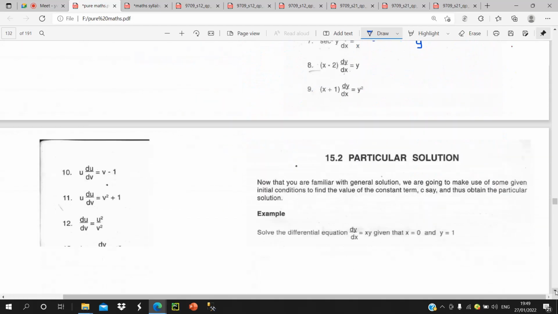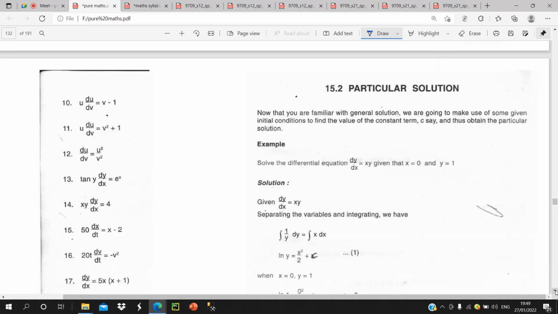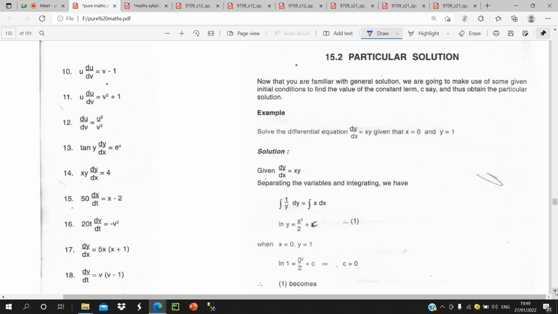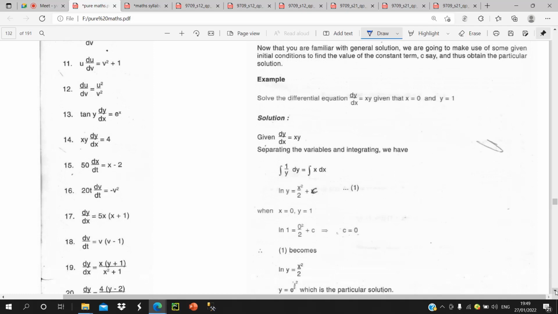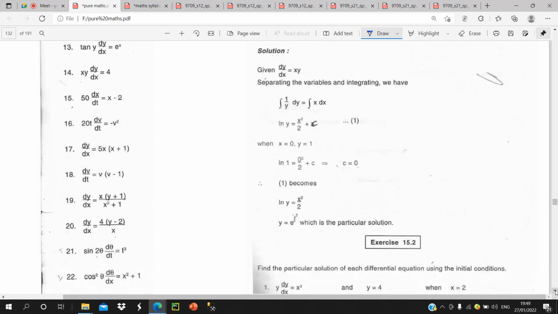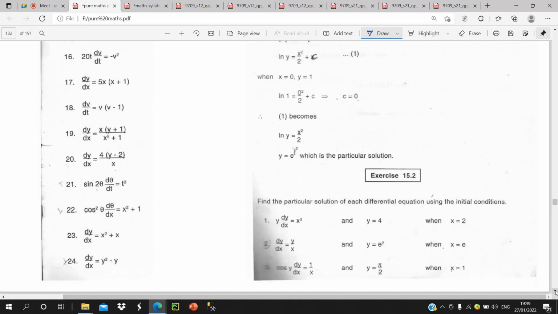So before we move on to the particular solution, I think we need to do one more example on number 18 or number 24.